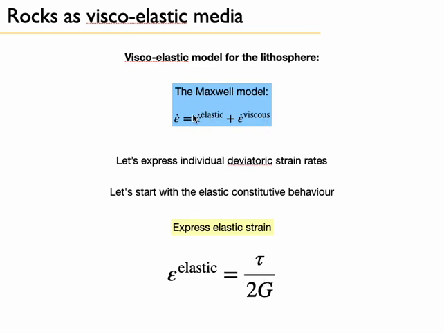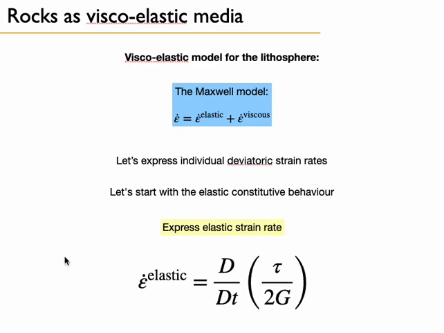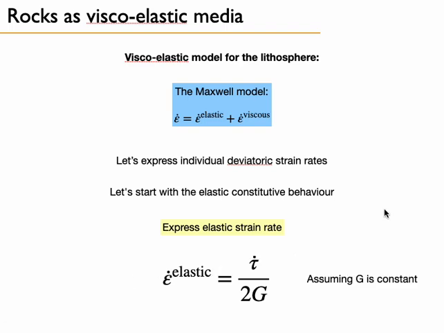But what we need in this relationship is not the strain, but the rate of the strain. So let's take the rate of the strain. The dot is appearing here. The time derivative is here of tau divided by 2G. We now make the assumption that G is constant, so it gets out of the derivative, and the dot is only living on top of tau.